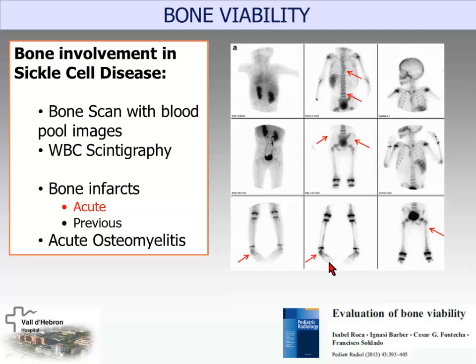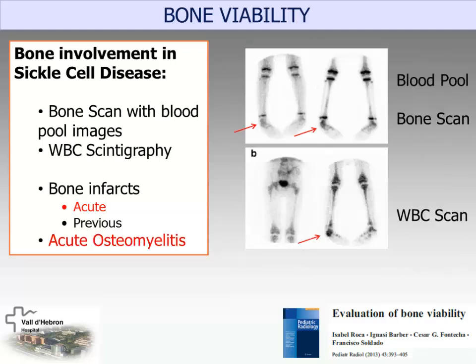Okay. It was a suspicion of osteomyelitis because the child had fever, and you know that sepsis by salmonella is quite often in these children. Then we perform a white blood cell scintigraphy, and these are the images. Here you have the blood pool phase of the bone scan. Here the bone scan, and here the images with white blood cell labeling with technetium.